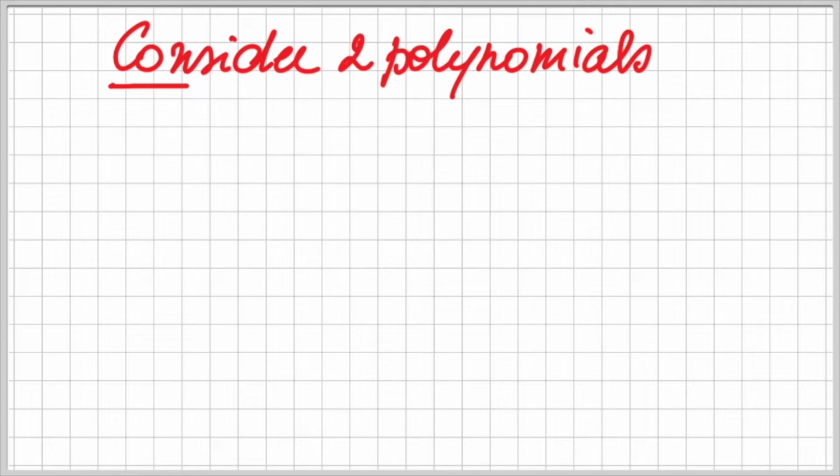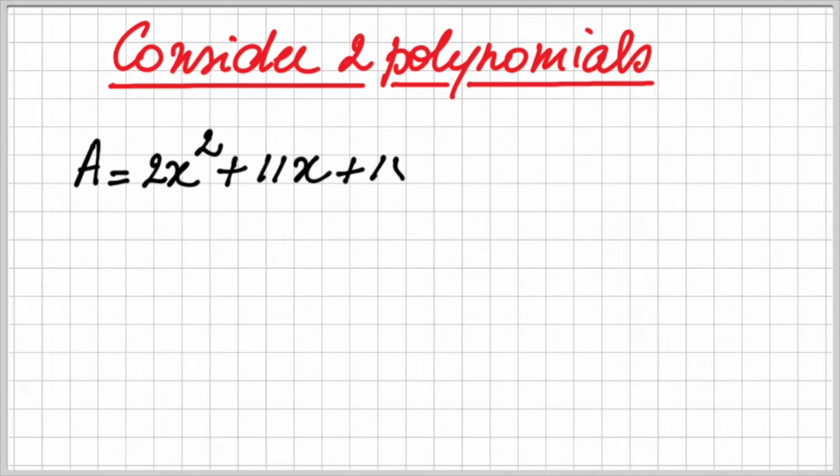So let's have a look. First, we have to consider two polynomials. We have the first polynomial, which is of the second order, 2x squared plus 11x plus 15. And then we have the second polynomial, x squared minus 9. Both are of the second order, but it's not really important here. You will see what we will conclude at the end of this exercise.